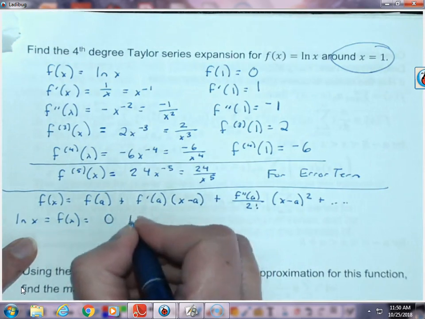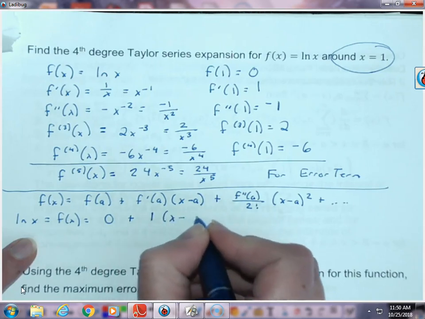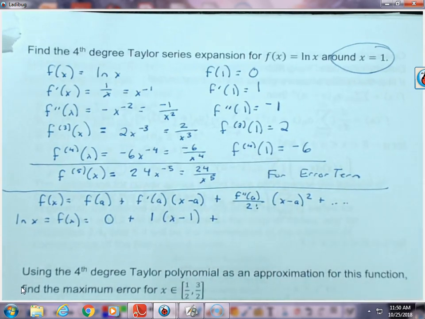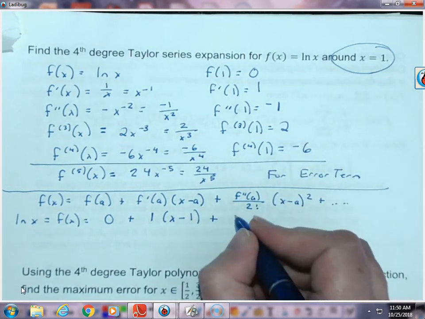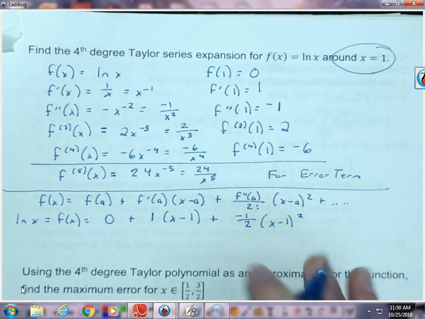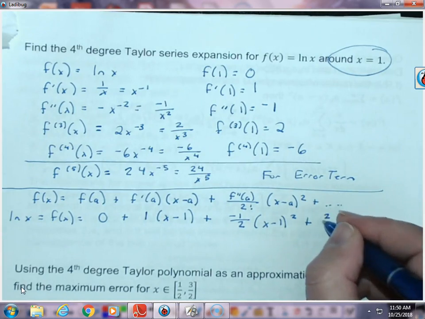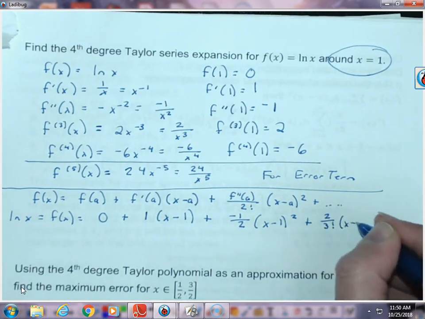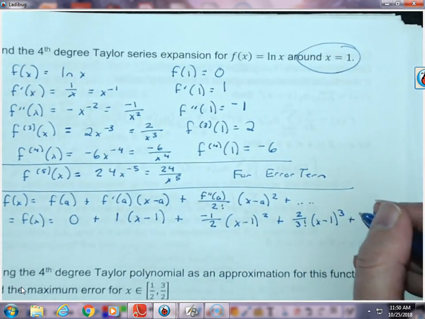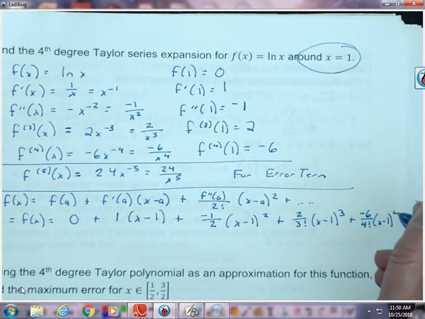So f of 1, so 0. f prime of a would be what? Times x minus... Okay, and then f double prime would be negative 1 over 2, because 2 factorial is 2, x minus 1 squared. And then for the triple prime, bless you, I would need 2 over 3 factorial, x minus 1 cubed. And then for the fourth one, I would need negative 6 over 4 factorial, x minus 1 to the fourth.